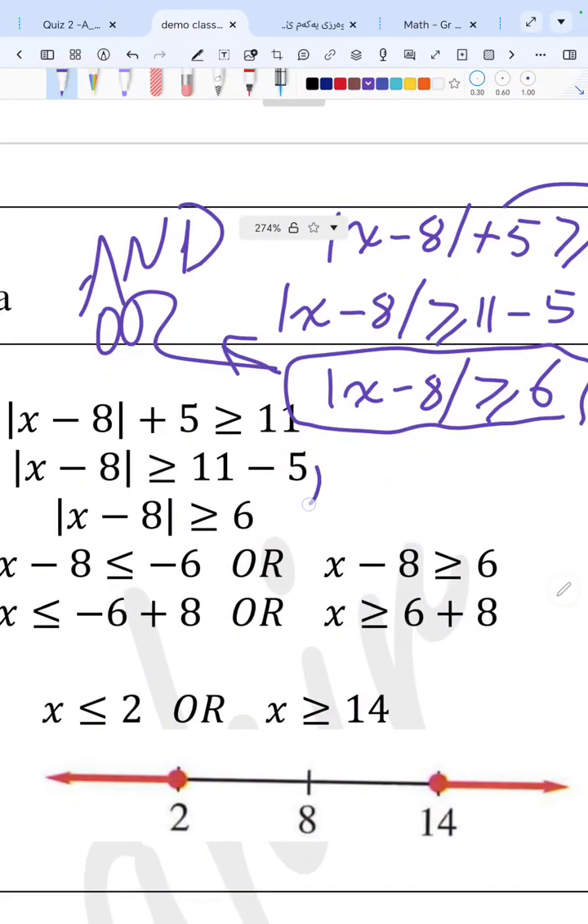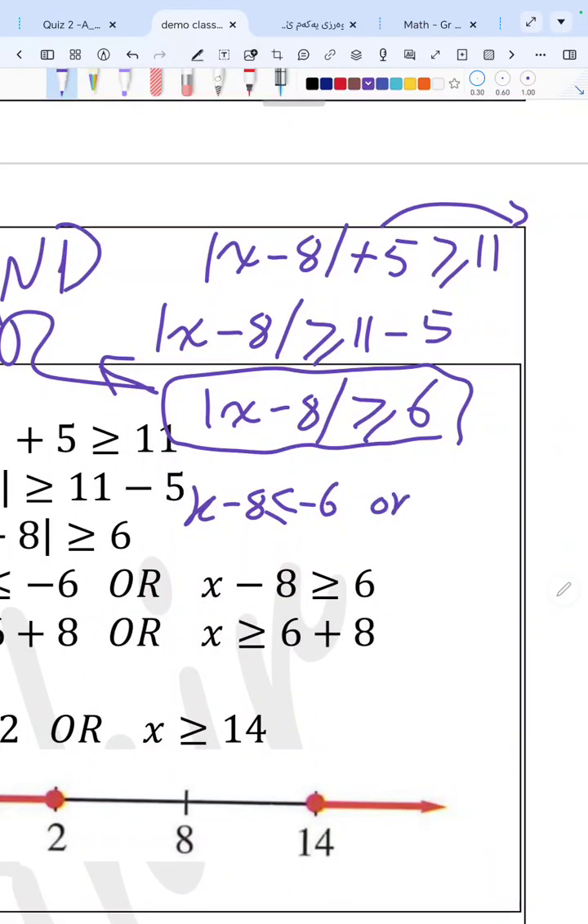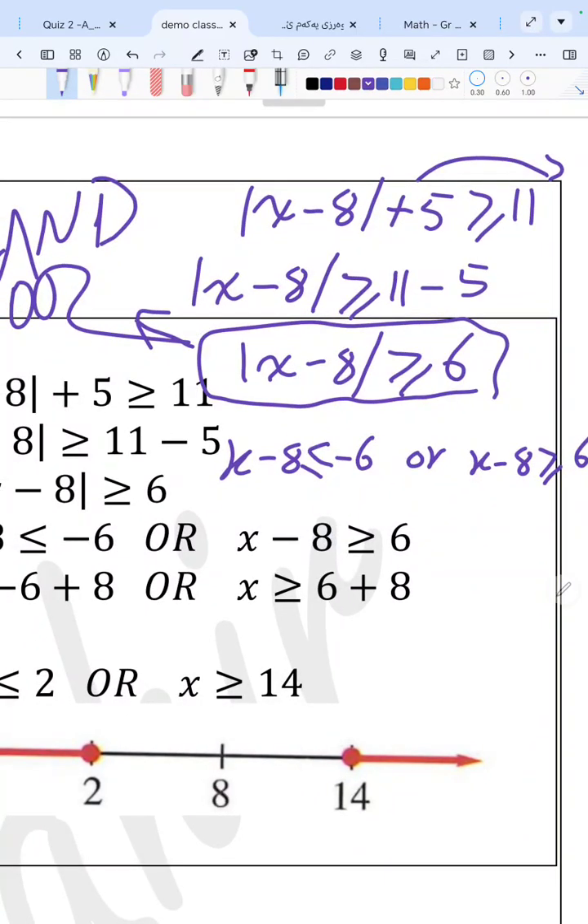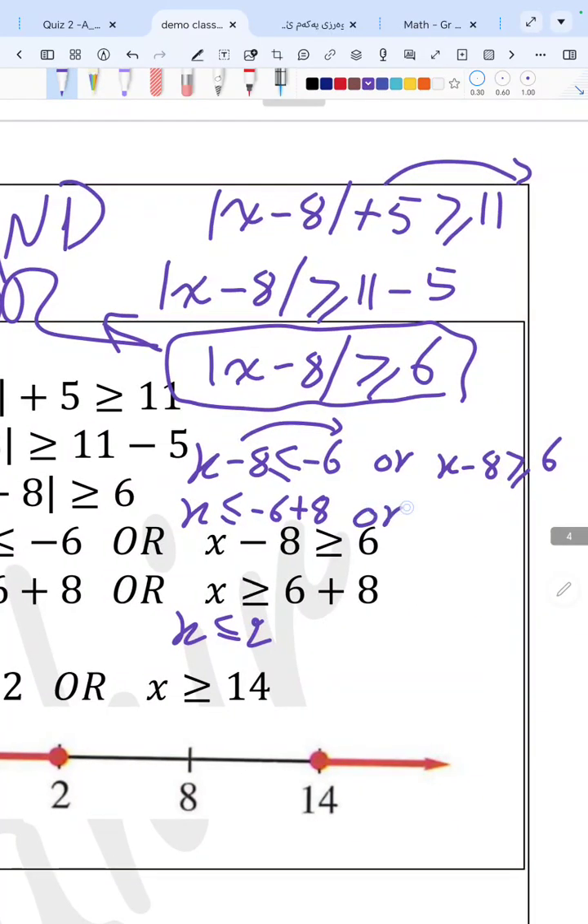We will say x minus 8 is less than or equal to negative 6 or x minus 8 is greater than or equal to 6. Okay, move 8 to the other side. Negative 6 plus 8, x is less than or equal to 2. Or move 8 to the other side, it's negative, it will be positive. 6 plus 8. X is greater than or equal to 14.